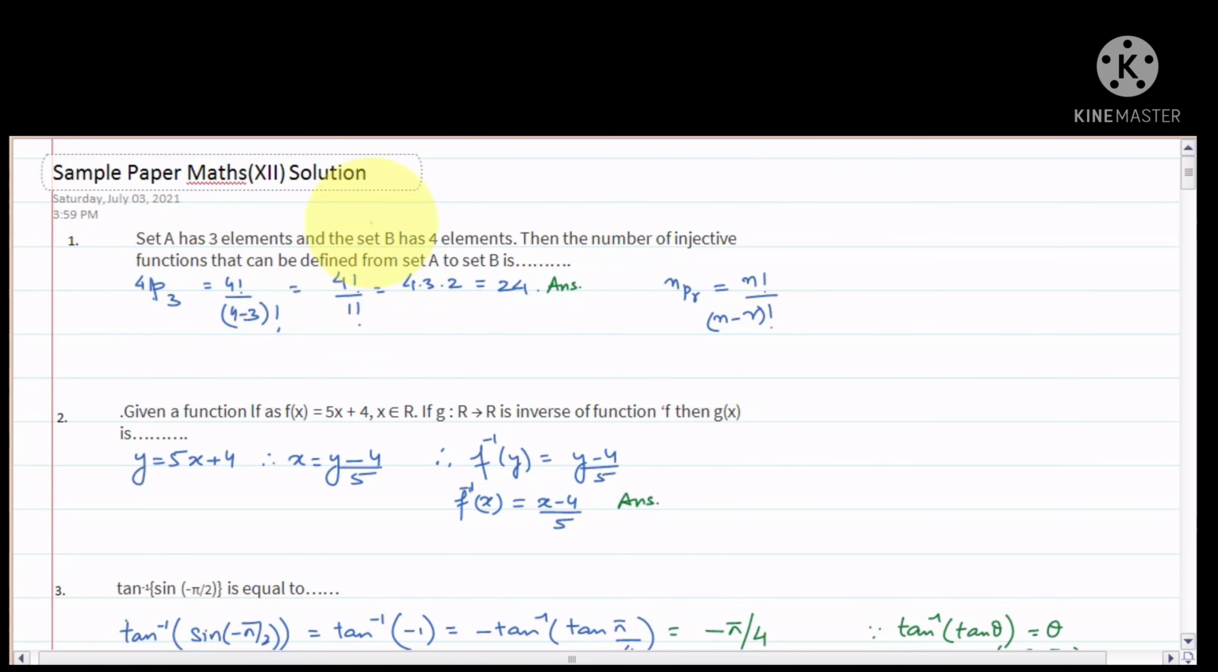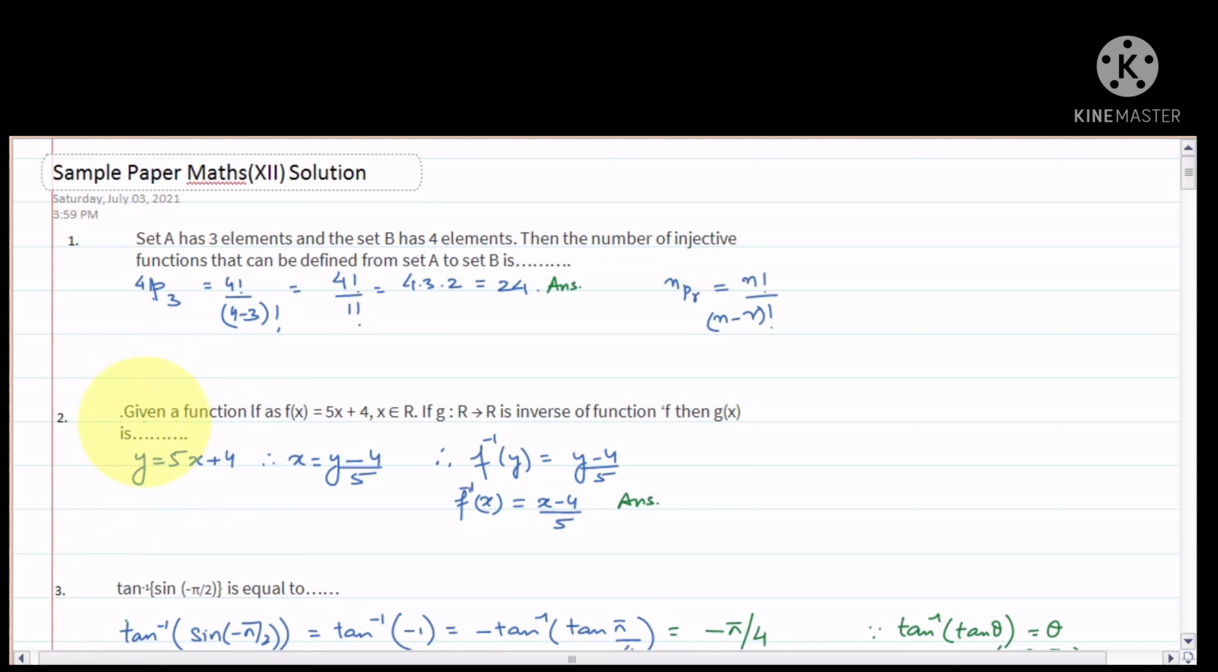Good morning everyone. We are discussing the sample paper maths solution. Question 1 says set A has 3 elements and set B has 4 elements. Then the number of injective functions that can be defined from set A to set B is 4P3, which is equal to 4 factorial, that is 24.